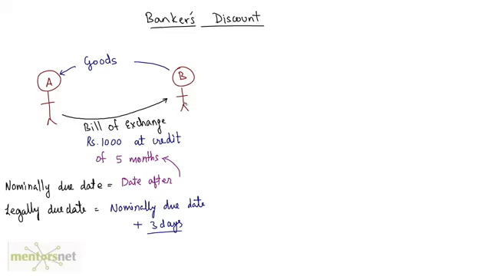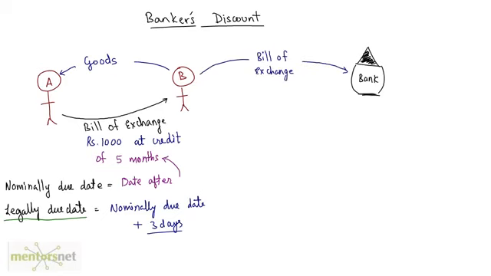Now consider that B is in urgent need of money and he wants this money before the legally due date. Let's say he wants this money after 3 months instead of 5 months. So what B can do is go to a bank and give them this bill of exchange. And note that this is happening after 3 months, right? So after accepting this bill of exchange, the bank will give money to B.